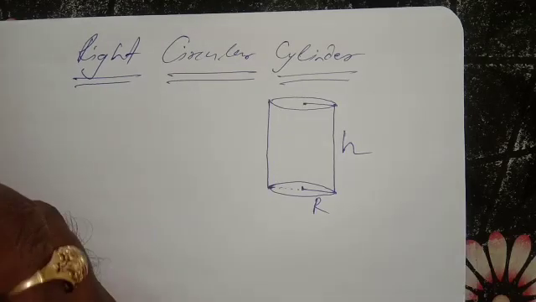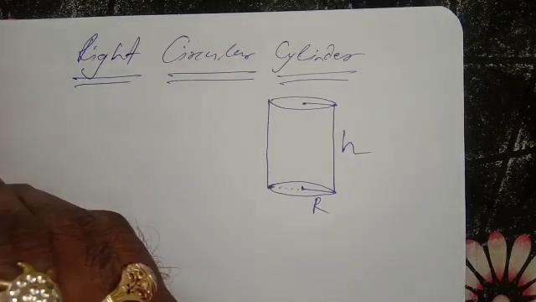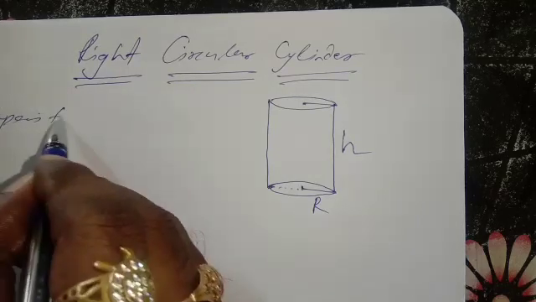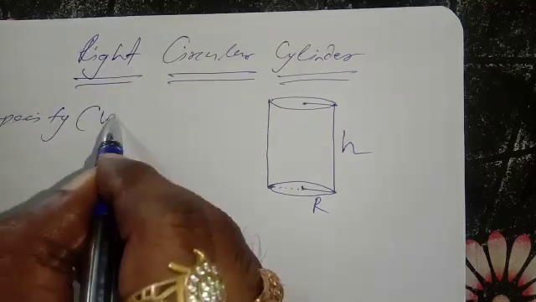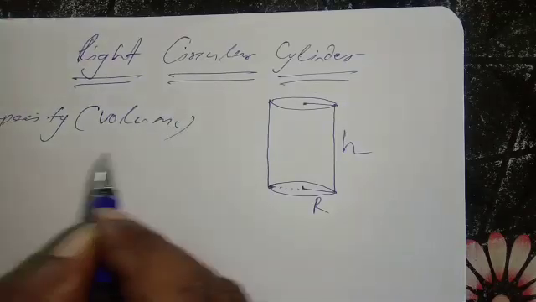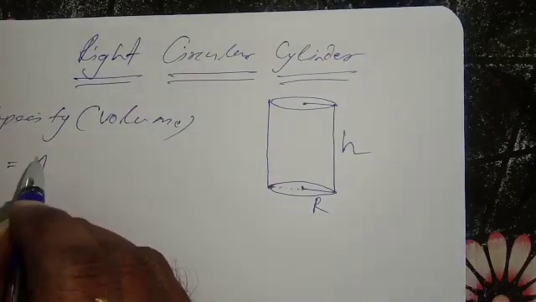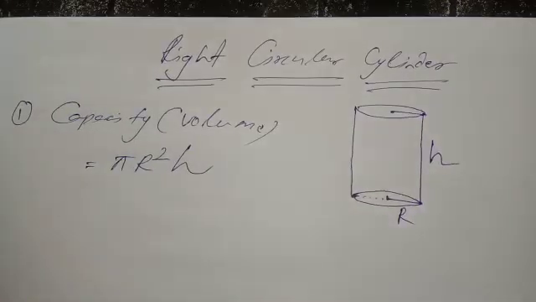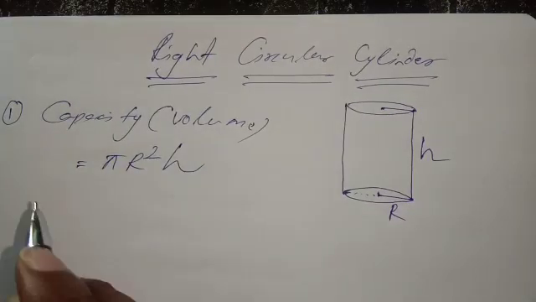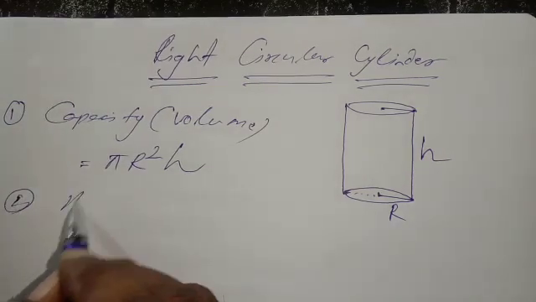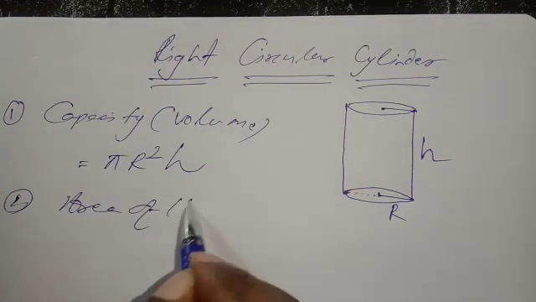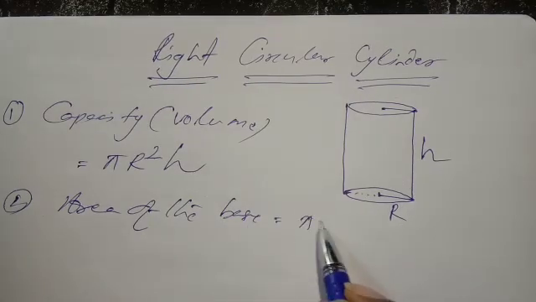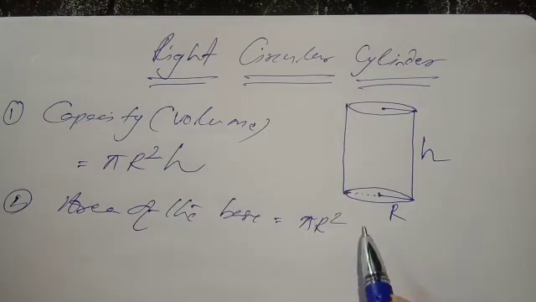Now, the first formula required is the capacity of the cylinder. Capacity means volume. The volume of the cylinder formula is pi r square h. And the area of the base: the formula is pi r square, as it is a circle. Area of the base is pi r square.